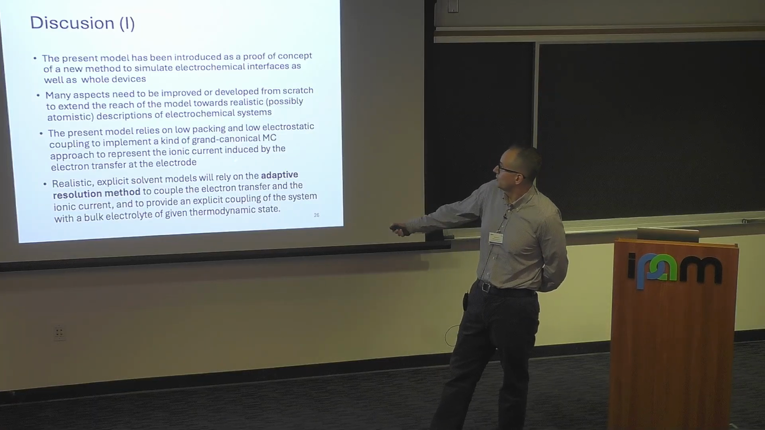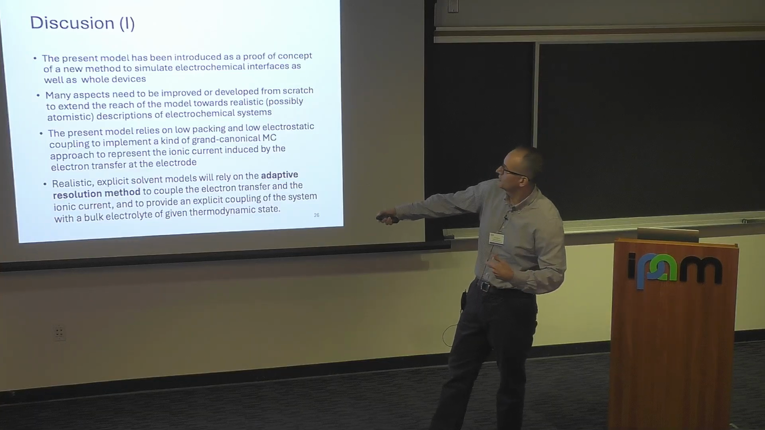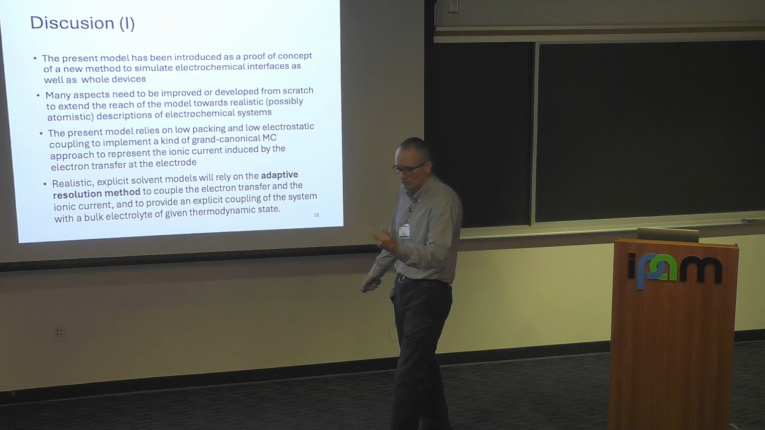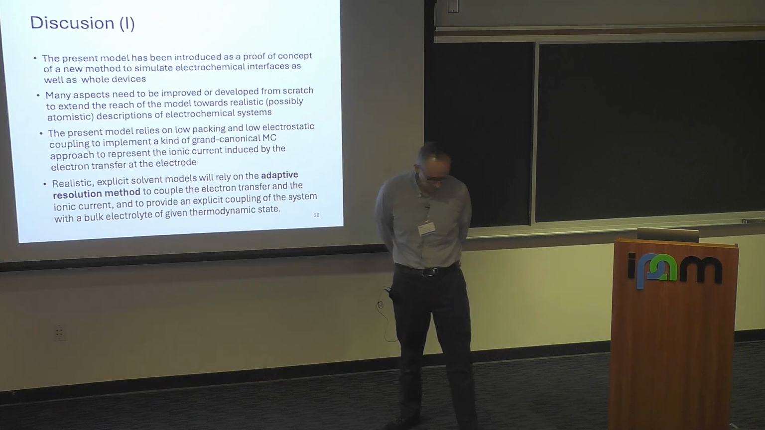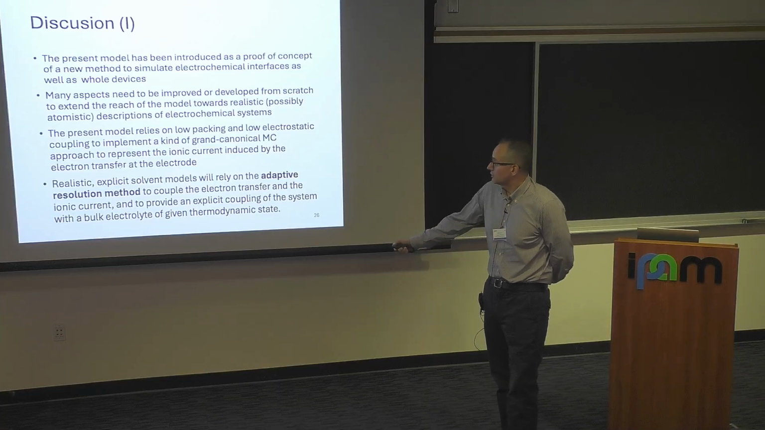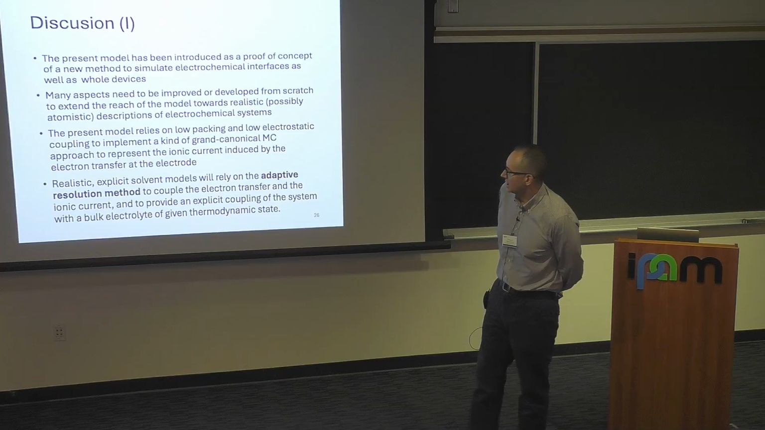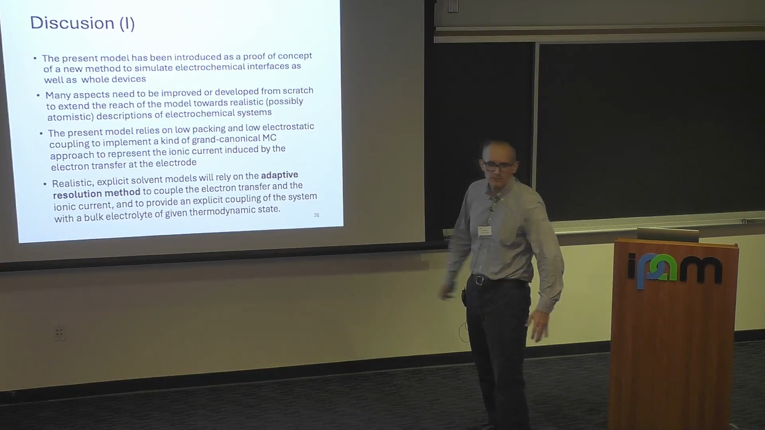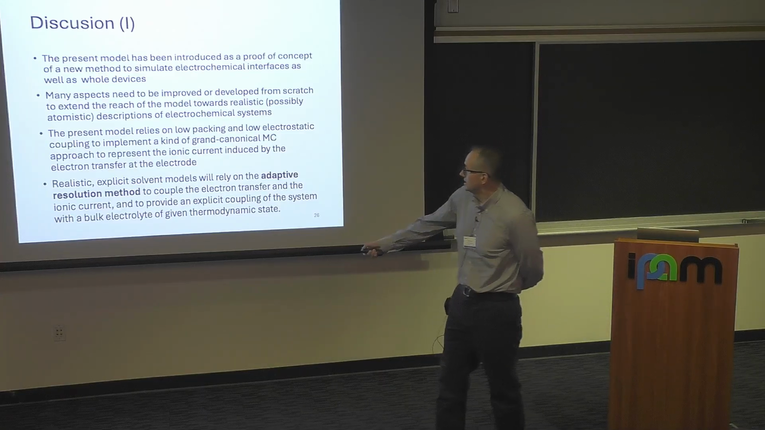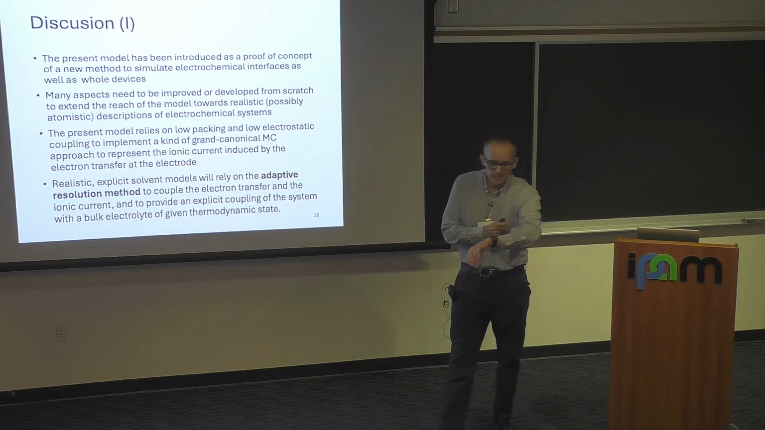Again, the advantage and the reason why we use grand canonical Monte Carlo is because we have low packing, low Coulomb coupling, and an implicit solvent model. But for realistic systems we need more robust grand canonical molecular dynamics or Monte Carlo simulations. The idea is to use this adaptive resolution method. I will discuss this in a moment.